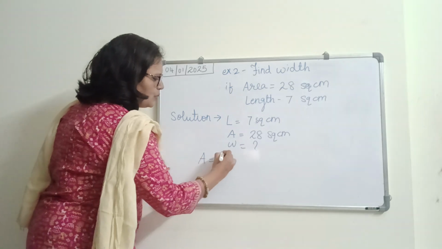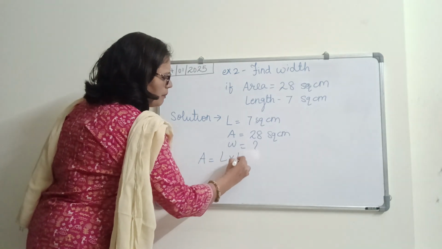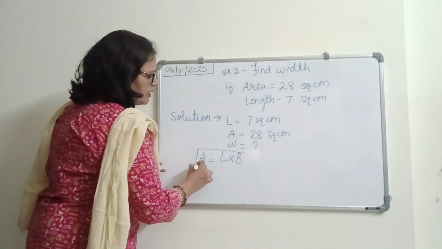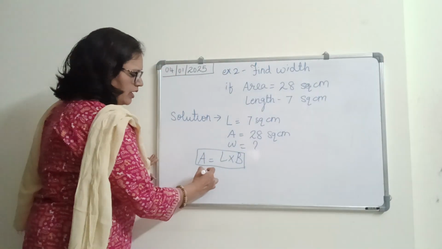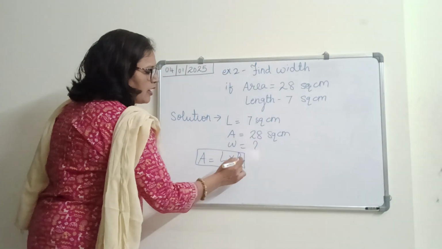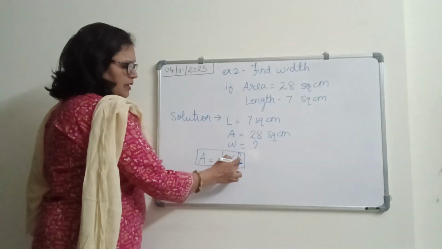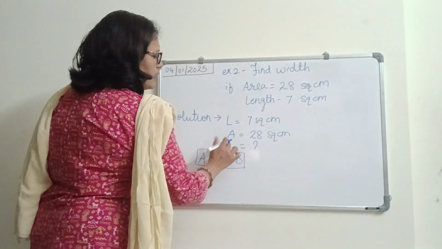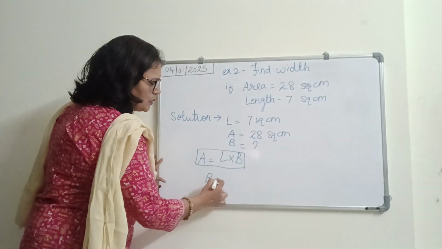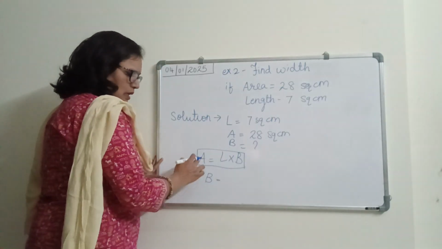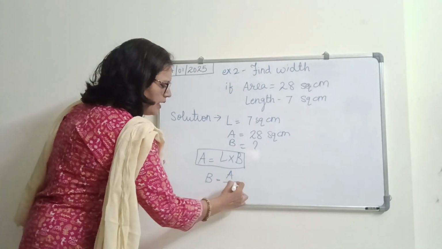A is equal to L into B. This is the area of the rectangle formula. So now we know the A. They are asking B, or width. Here B is the width. So B equal to, because this is multiplication, we remove it here and it becomes division, A by L.